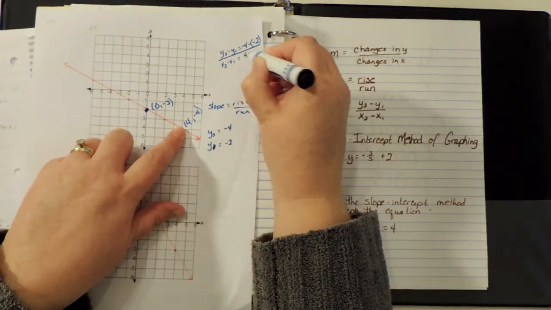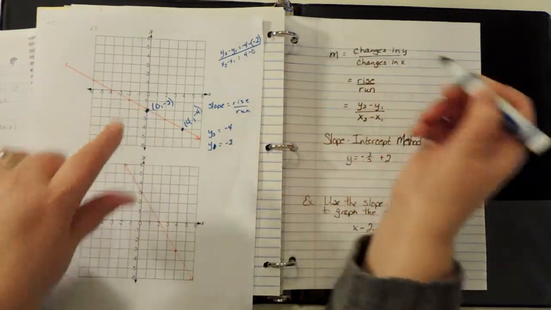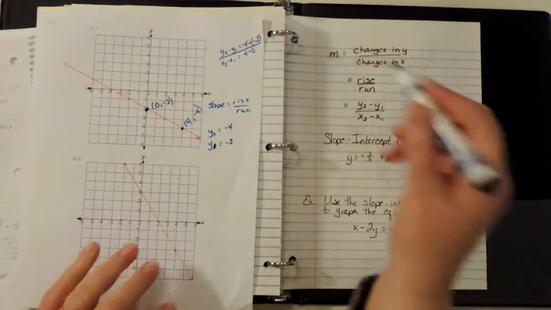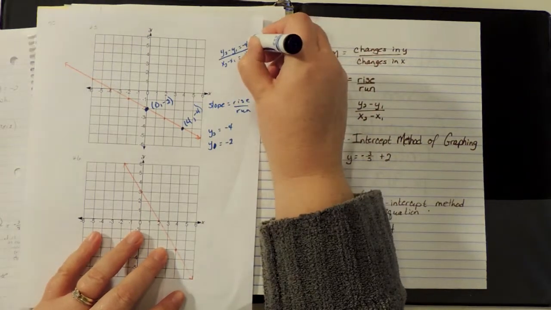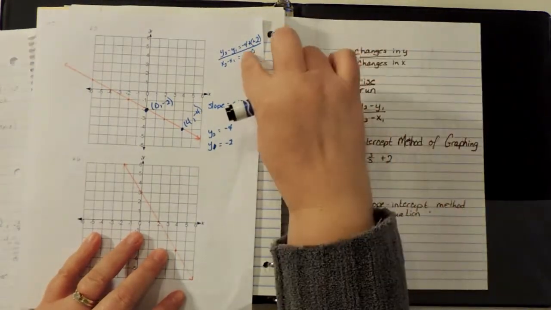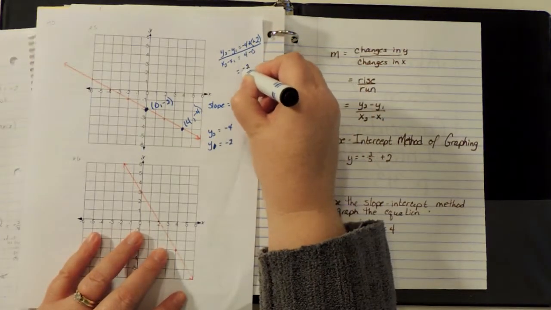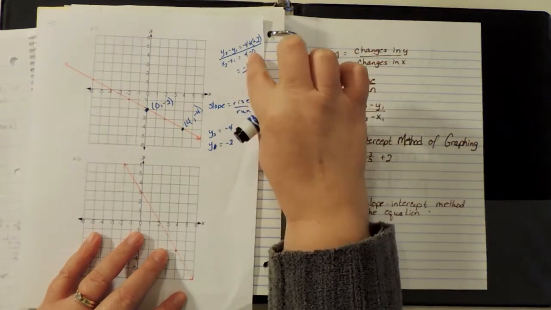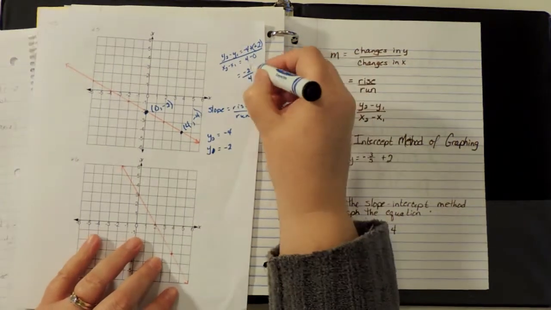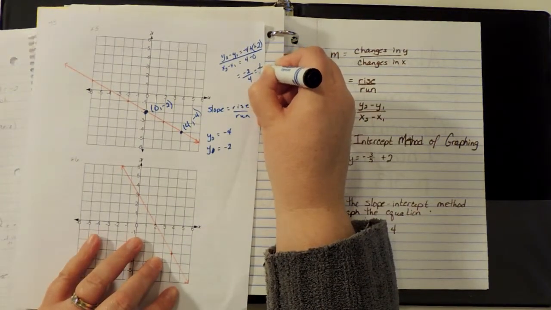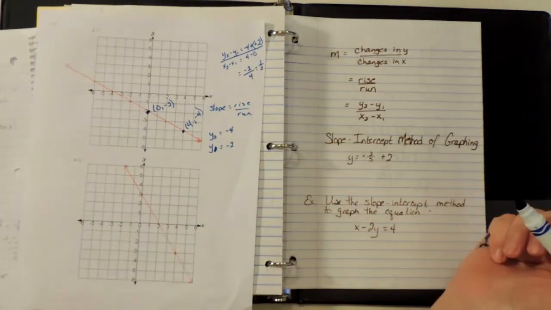x2 is 4, and x1 is 0. So it's going to be 4 minus 0. Okay, so now we have -4 minus -2. We can make these two cancel, and we just have -4 plus 2. So that equals -2 over 4 minus 0, which is 4. We have -2 over 4, which we can simplify to -1/2. So the slope in this equation is -1/2.